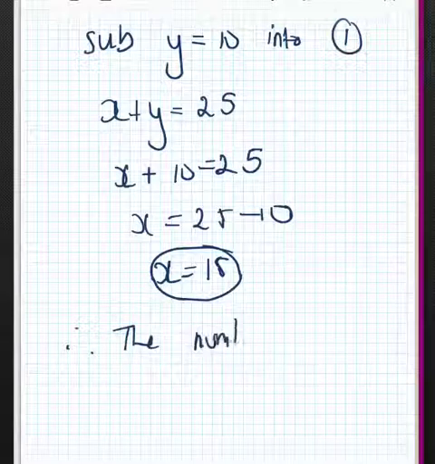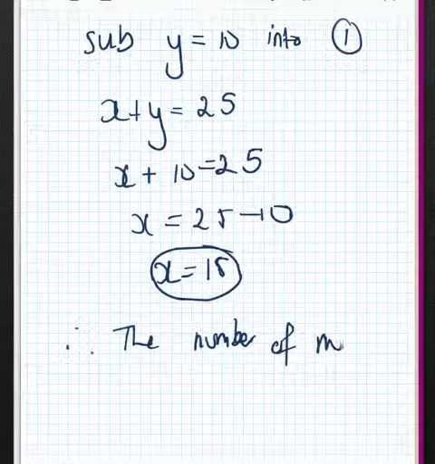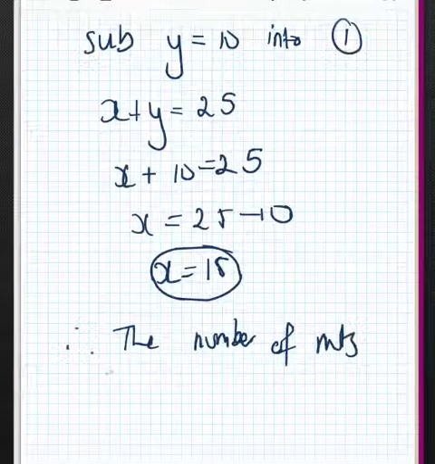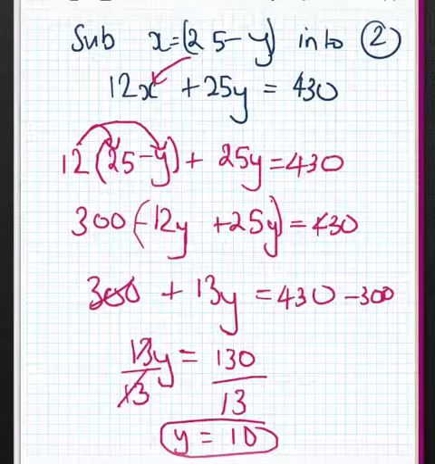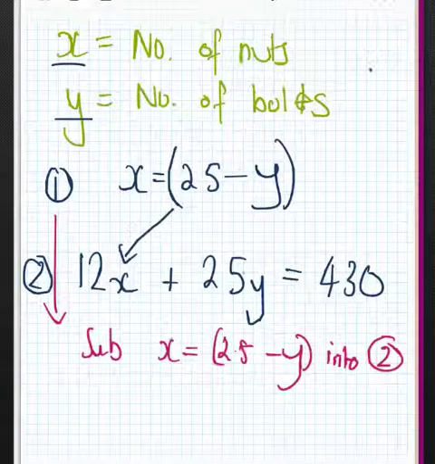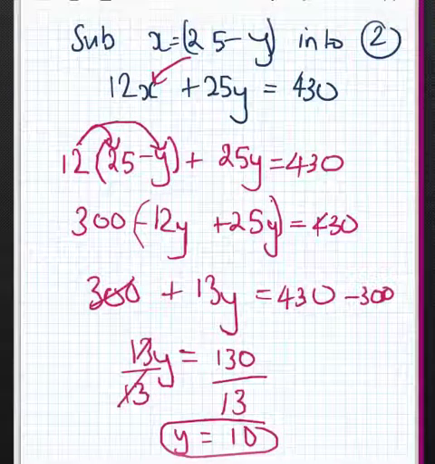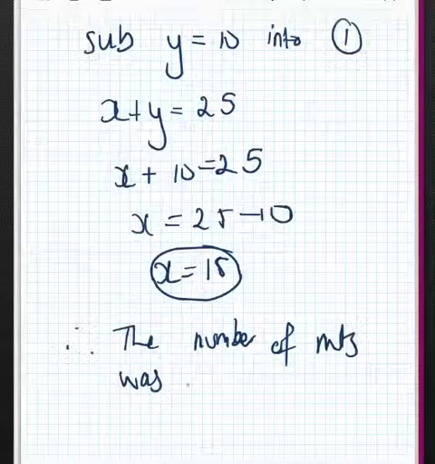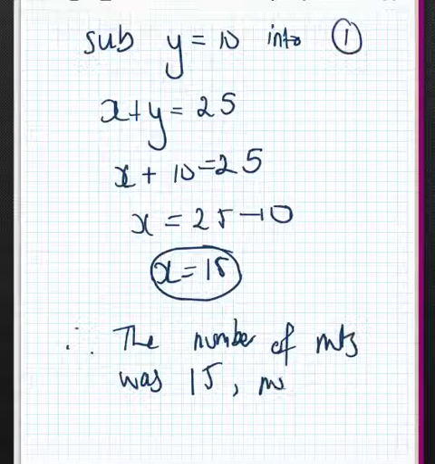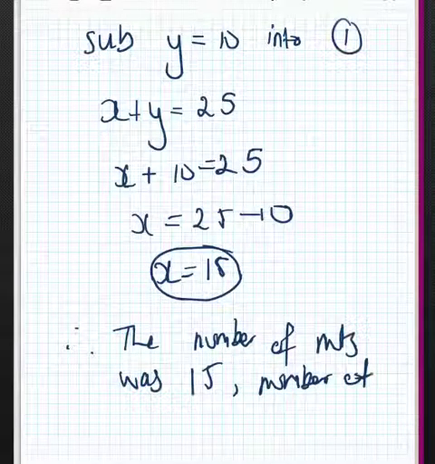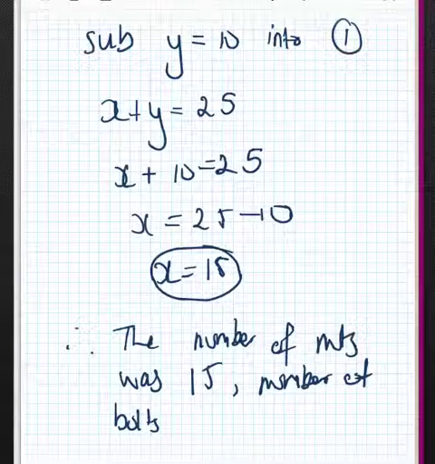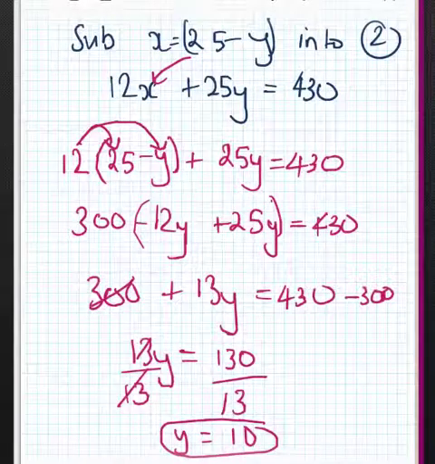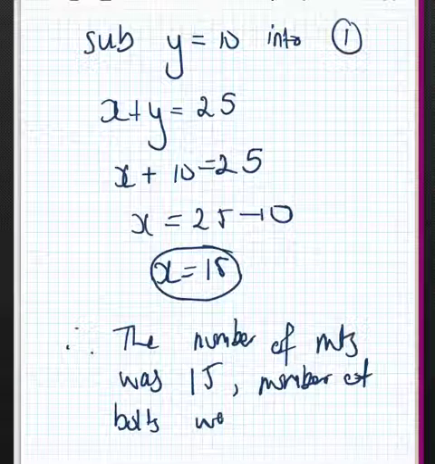The number of nuts, you can say purchased, but I'll just save time. Number of nuts was, so just double check what our variables represented. Just go back. So x is nuts and y is bolts. So number of nuts, we got x equals 15. And number of bolts, y equaled, double check, y equaled 10. Number of bolts was or is 10. And there we have it.